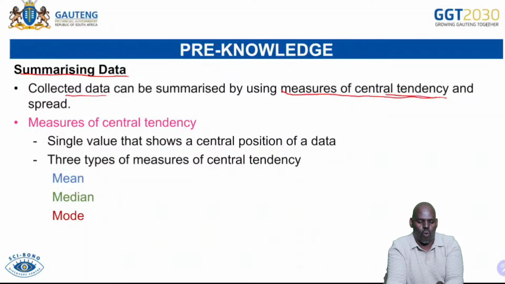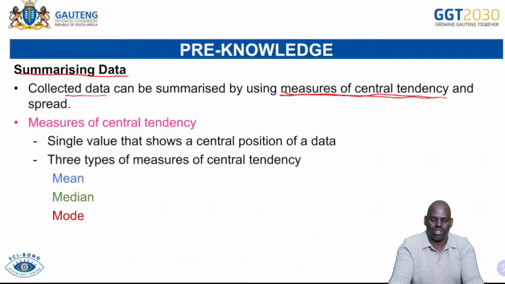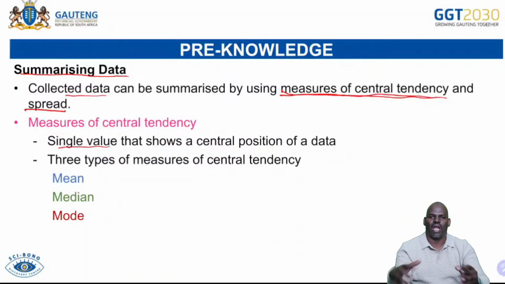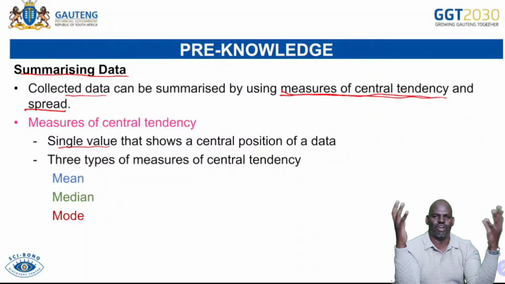So we need to know what we mean by measures of central tendency, as well as measures of spread. What do you mean by measures of central tendency? The measure of central tendency is a single value that shows a central position of a data. Like if you are given a list of values, and in the end you have to calculate mean, mean is going to be only one value. Or if you have to calculate median, it's going to be only one number. So that is why we say it's a single value.